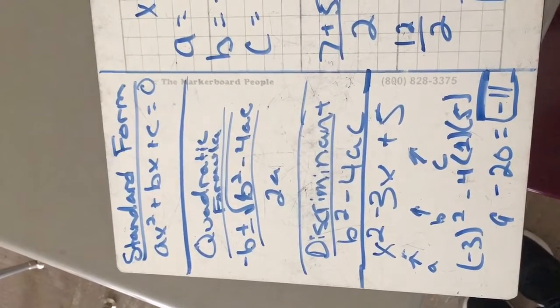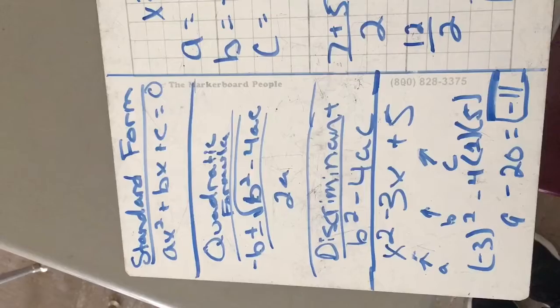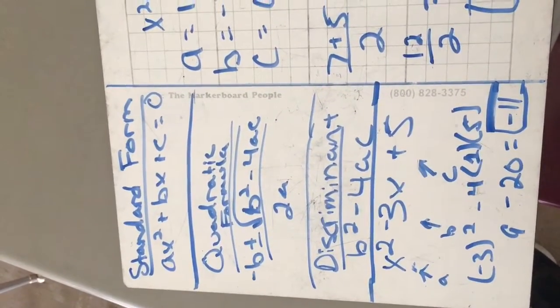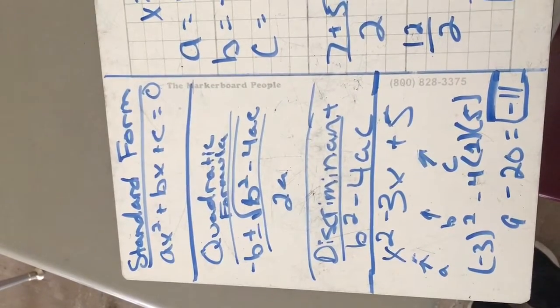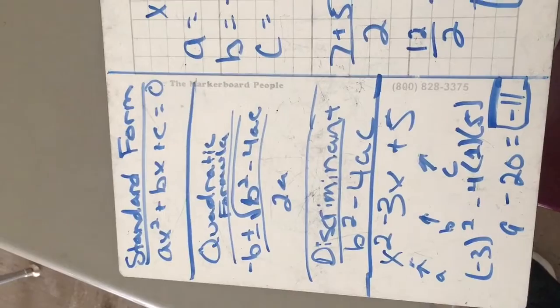So you would plug in negative 3 for b and get 9 because it would be squared, and then 1 and 5 for a and c. So it would be 9 minus 20, which is negative 11.